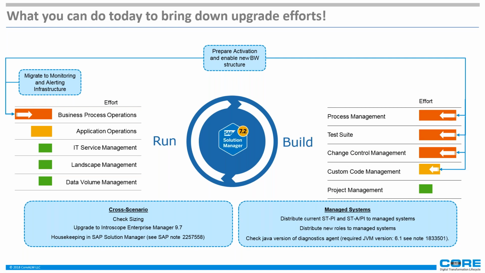Now, what can you do to bring down the upgrade efforts? Obviously, as I mentioned, there are things in the notes that you have to do, but there are things that you can do ahead of time, like the analysis of the project, see what you can get rid of, whatever you don't need, purging of all the early watch alert data. There's a number of things listed on the bottom left corner, the housekeeping and solution manager.